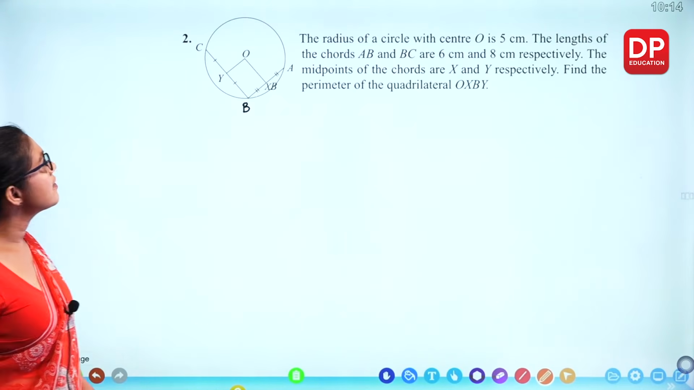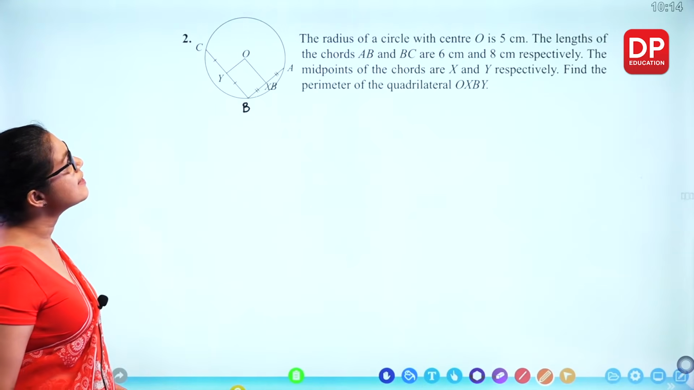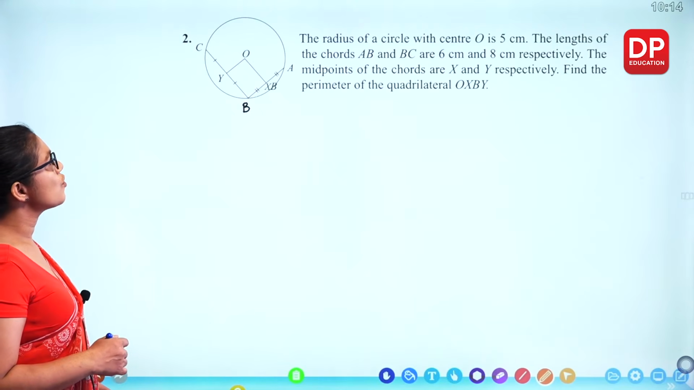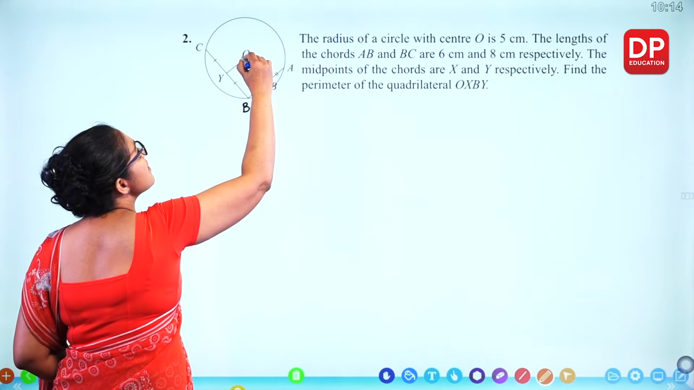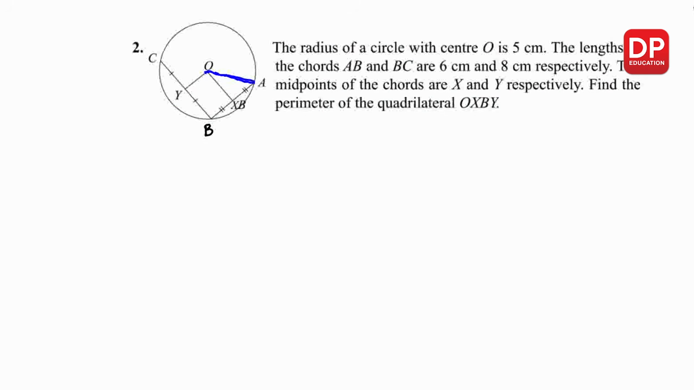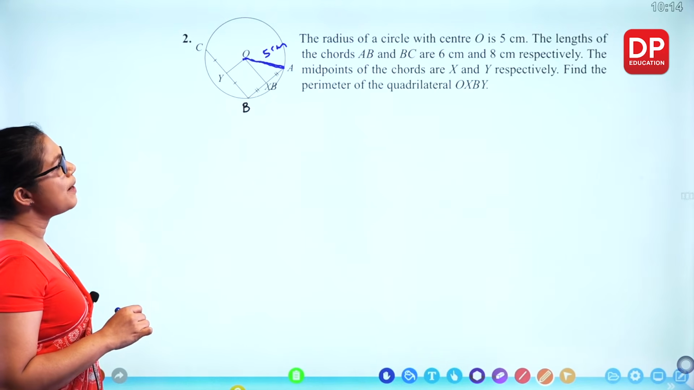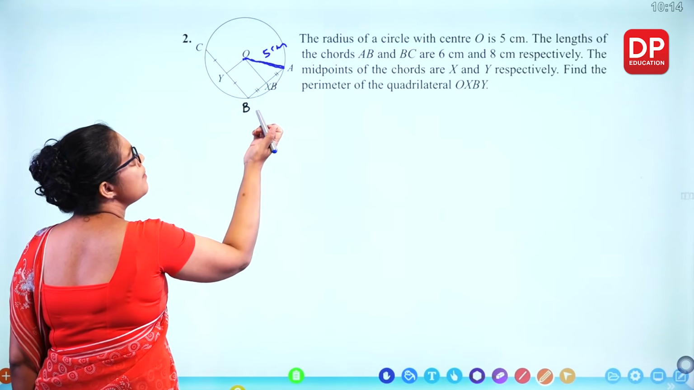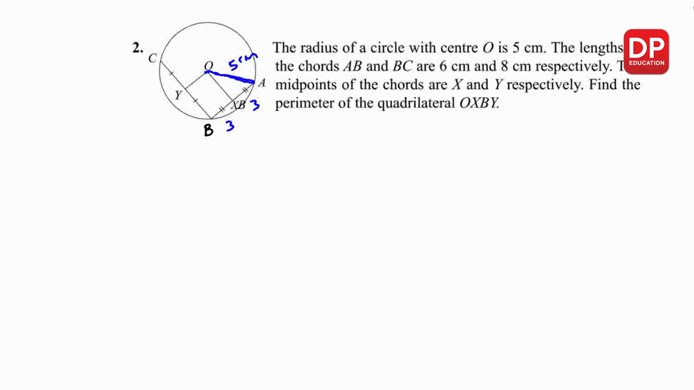Now we'll look at the second question. Here it's given that the radius of a circle with center O is 5 centimeters. I can mark this distance OA as the radius, 5 centimeters. The lengths of the chords AB and BC are 6 and 8. AB is 6, so the two halves are equal, 3 and 3. The other length is 8, so when you divide by 2, this is 4 and this is 4.